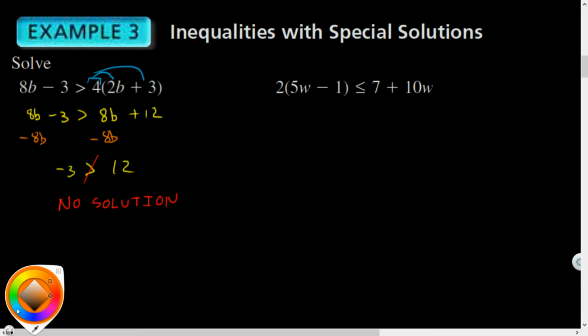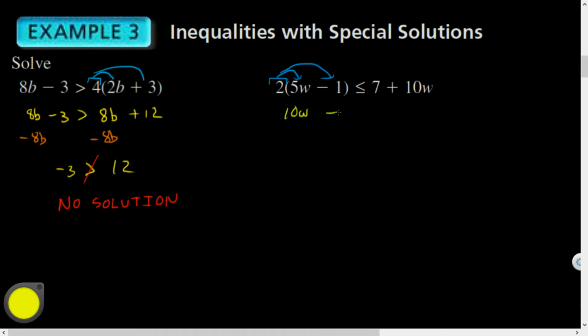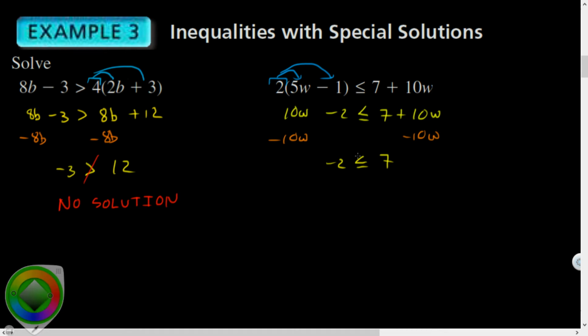Step 1, distribute. You guys are probably already predicting what the other case of special solutions would be. Special solutions usually show up when you have the same quantity of variables on both sides, because your variables disappear when you move them together. And this time I get -2 is less than or equal to 7.